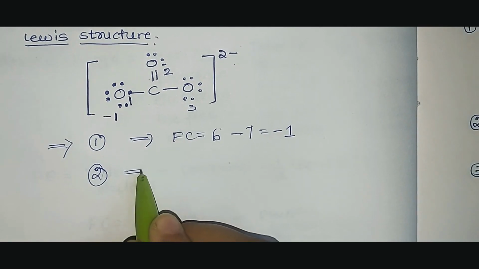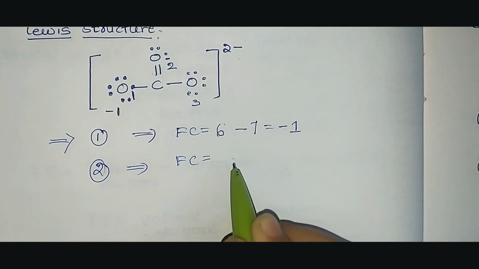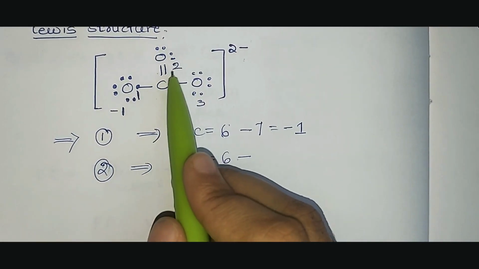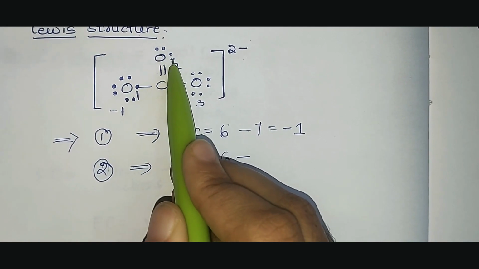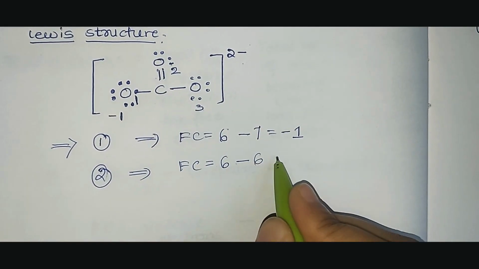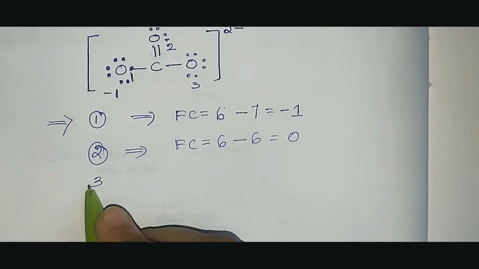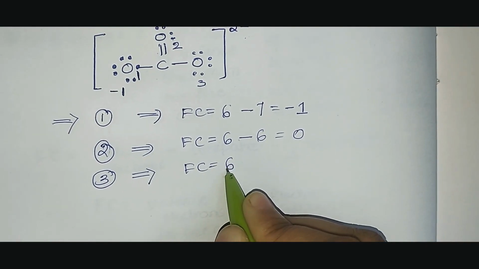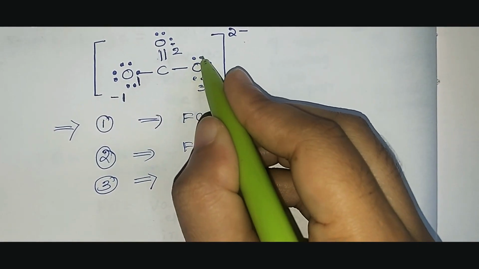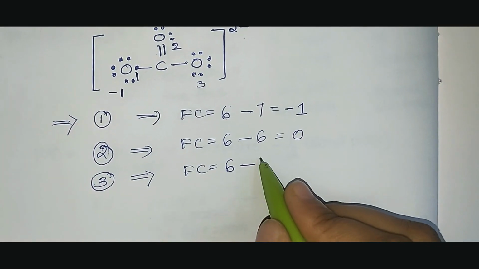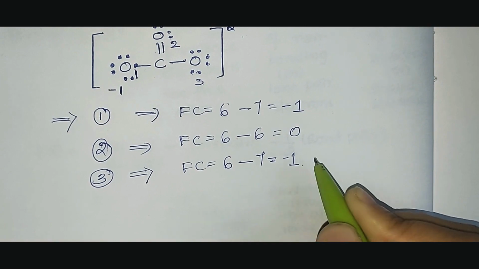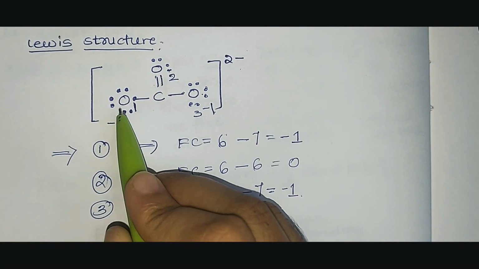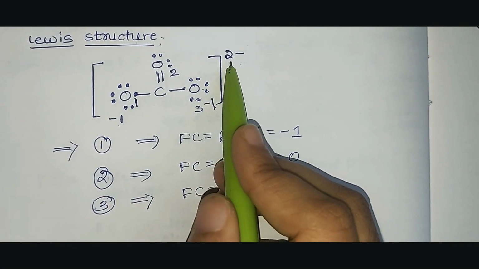Let us go with the second oxygen atom. Formal charge is equal to valence electrons, that is 6, minus how many electrons are surrounding oxygen here? 1, 2, 3, 4, 5, 6. So 6 minus 6 is equal to 0. Let us go with our third oxygen. How many valence electrons in free atom? 6, minus how many do we have here? 1, 2, 3, 4, 5, 6 and 7. So 6 minus 7 is equal to minus 1. So there is a minus 1 charge on one oxygen and minus 1 on another oxygen. Hence the overall charge on these is minus 2.